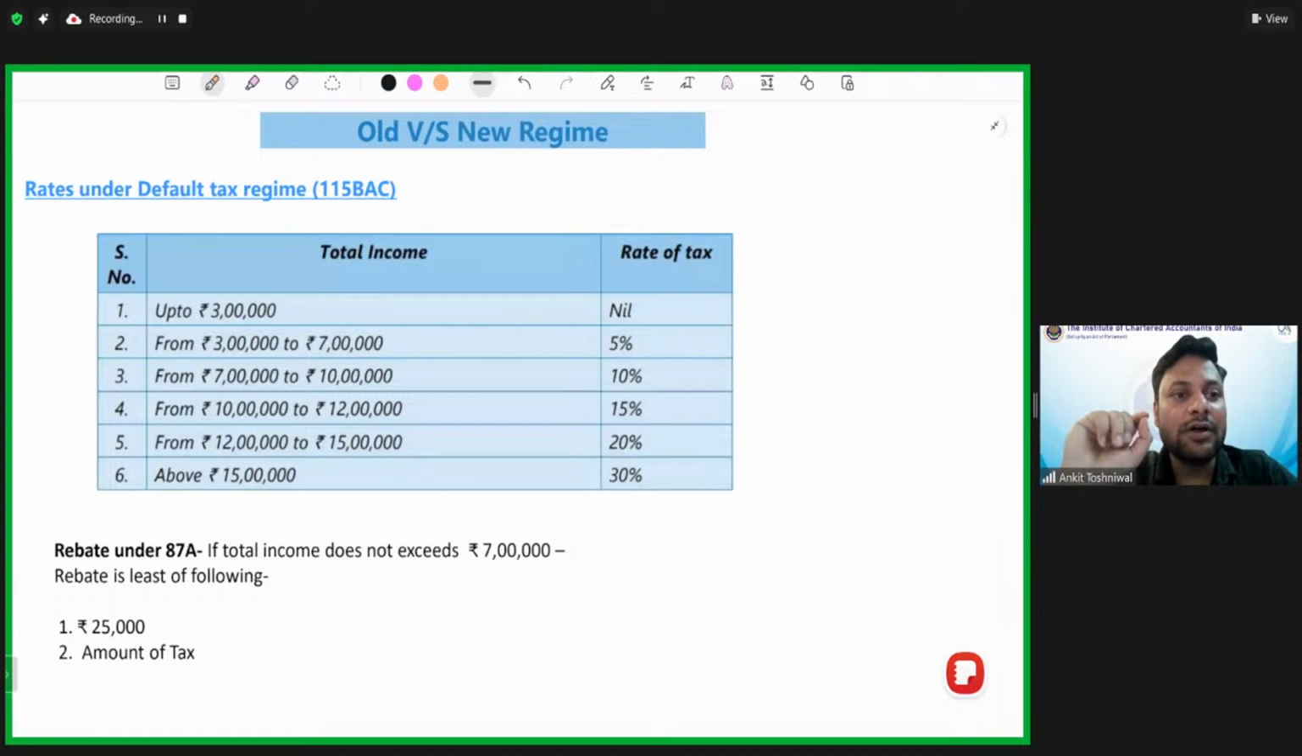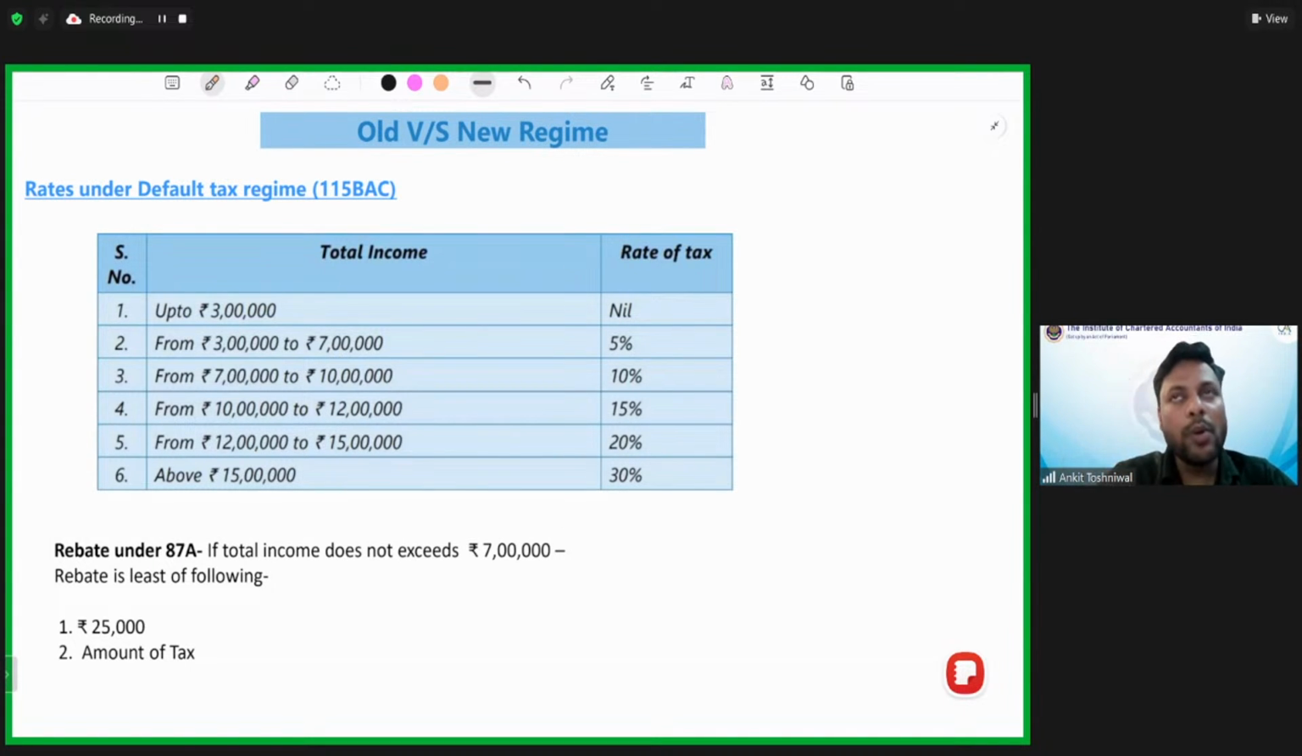Why? Because of the rebate under section 87A. Rebate under section 87A under the new regime is that if the income of the CC does not exceed 7 lakhs, then he will be eligible for a rebate of either 25,000 or the amount of tax, whichever is less. So if you calculate, up to 7 lakhs the tax will be 25,000 and you can get the rebate of 25,000, then there will be no taxation on you. So this is all about the new regime, which is the default one.